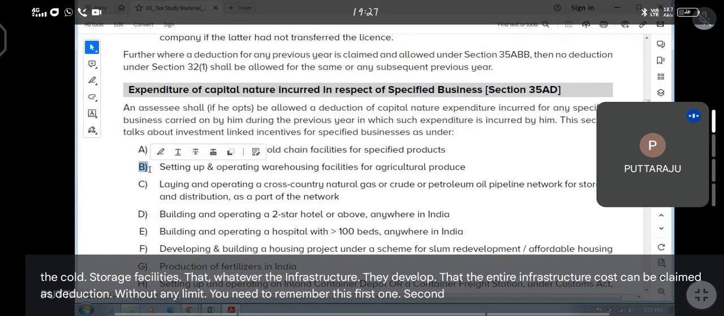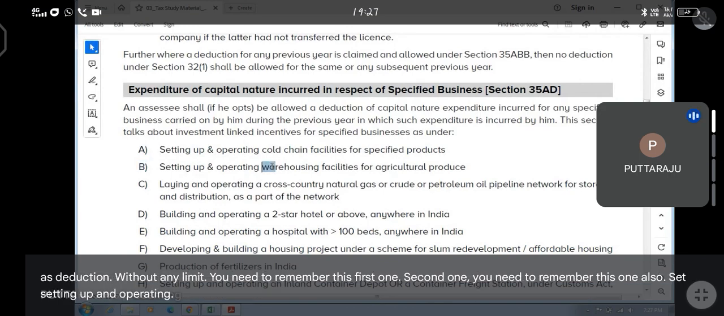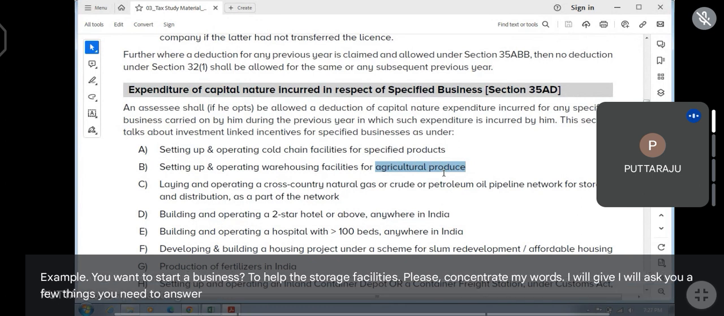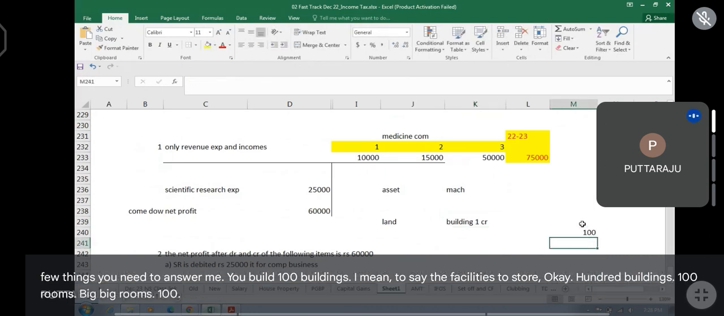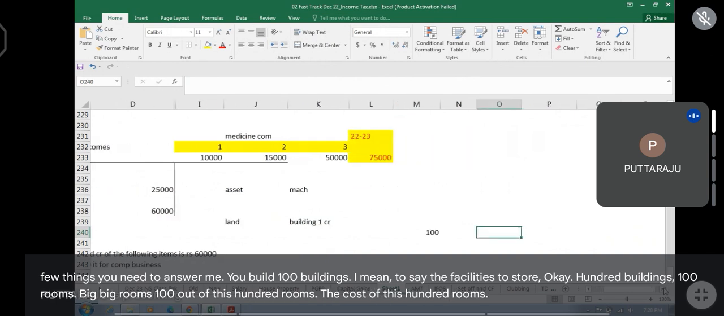Second one, you need to remember this one also: setting up and operating warehousing facilities for agriculture. In my words, I will ask you a few things, you need to answer me. You build 100 buildings, I mean to say the facilities to store. Okay, 100 buildings, 100 rooms, big rooms. Out of these 100 rooms, the cost of these 100 rooms is 200 crores.